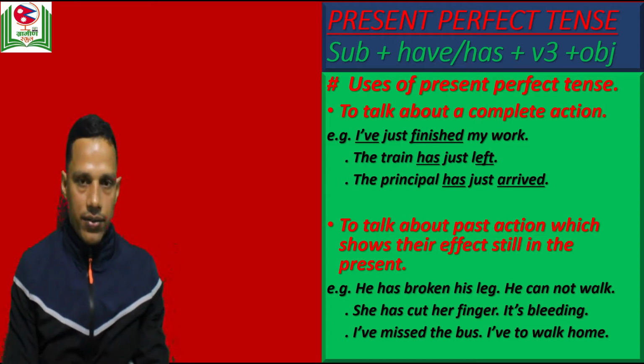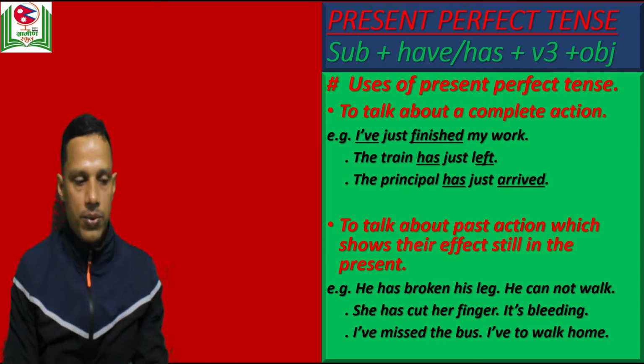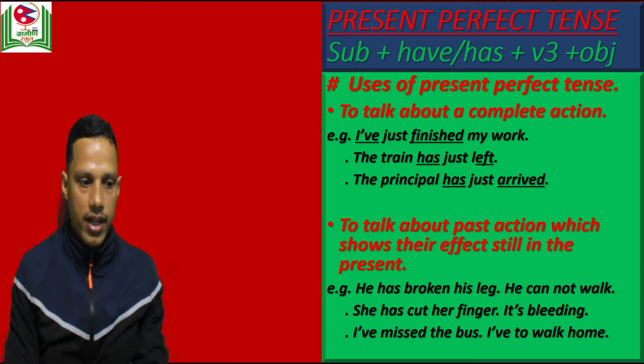The first condition is to talk about a complete action. When we talk about a complete action, we use present perfect tense. For example, I have just finished my work. The train has just left. The principal has just arrived. You can notice the verbs here: have finished in the first sentence, has left in the second one, has arrived in the third. These verbs are in present perfect tense.